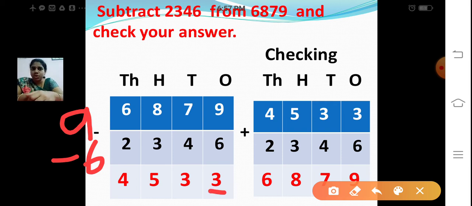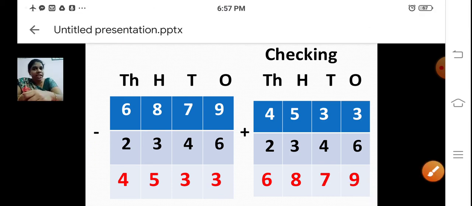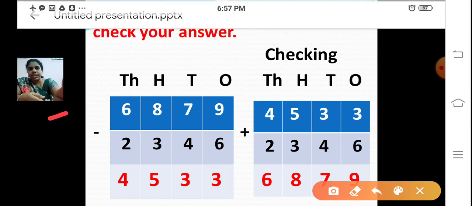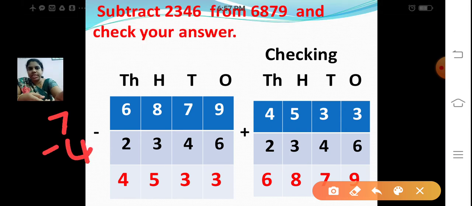Now let's move on to the tens place. Let's subtract the tens place. 7 tens minus 4 tens. 7 minus 4. Start from number 4. Count forward till you reach 7. After 4, 5, 6, 7. 7 minus 4 is 3. 7 tens minus 4 tens is 3 tens.